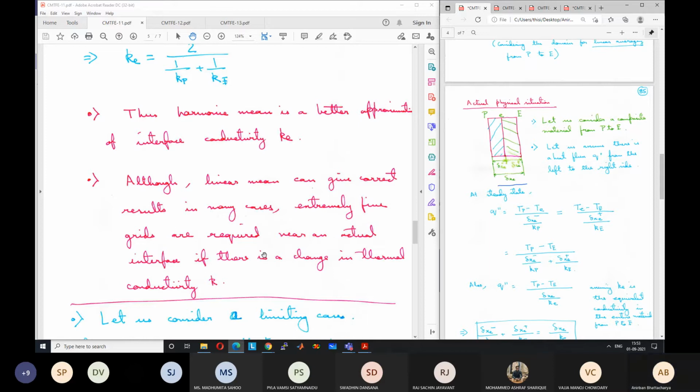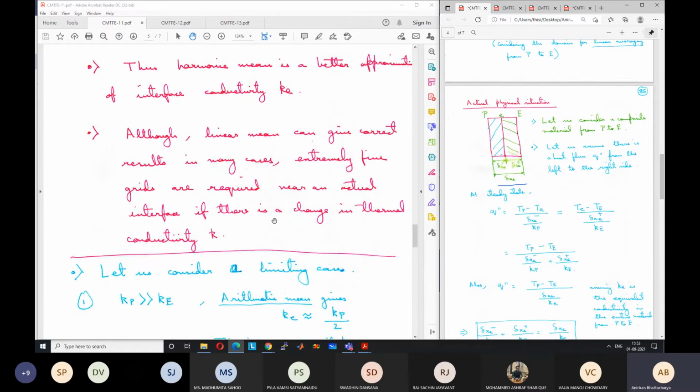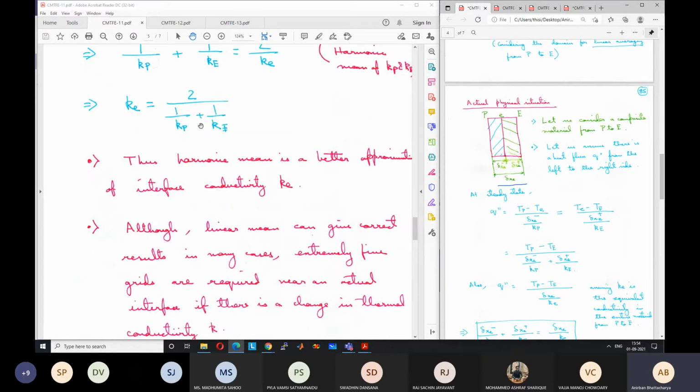However, if you want to get accurate results, you need very fine grids near the interface, so that the change in temperature is more accurately captured. If there is a change in thermal conductivity, then you need a very fine grid near the interface. Let us look at a situation when this linear mean is not suitable, and why the harmonic mean is suitable.